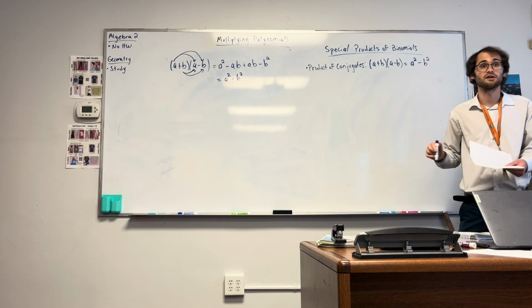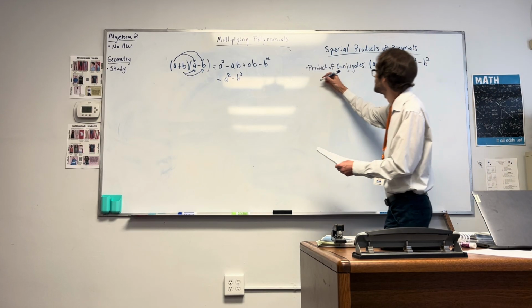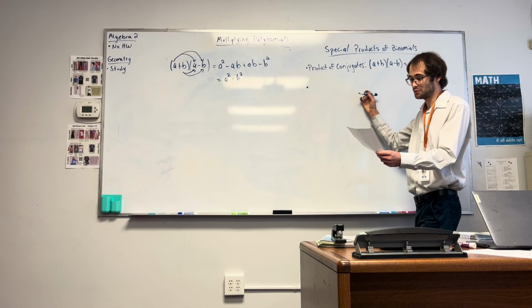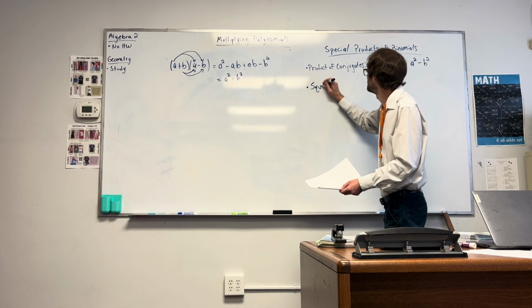Okay, that's the product of conjugates. Now let's see another one here. This one is the square of a sum.